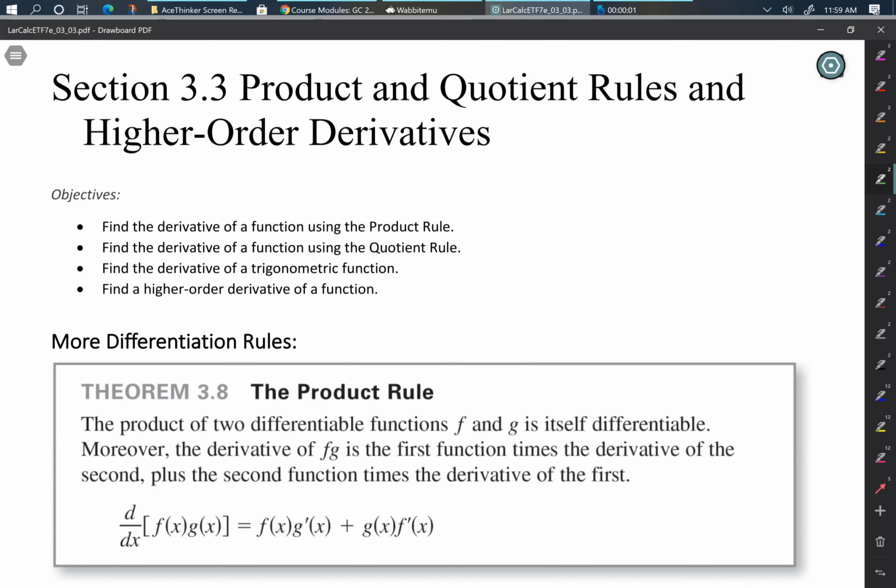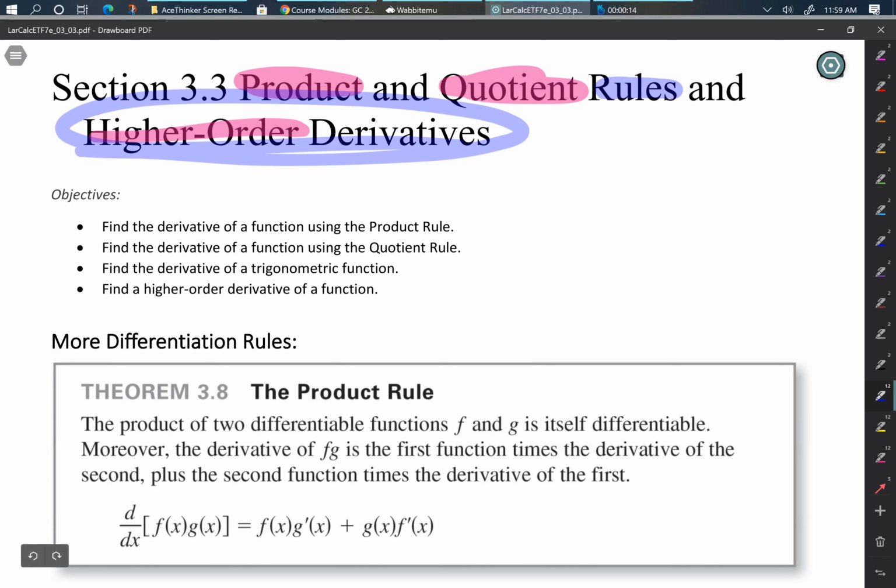Okay, so welcome to section 3.3. In section 3.3, we're going to take a look at the product, quotient, and higher order derivatives. So product and quotient, those are rules for taking derivatives. And then we'll take a look at some higher order derivatives. Remember how I mentioned before that we were taking first derivatives, and that kind of implied that there was going to be more? So first derivatives, second derivatives, third derivatives.